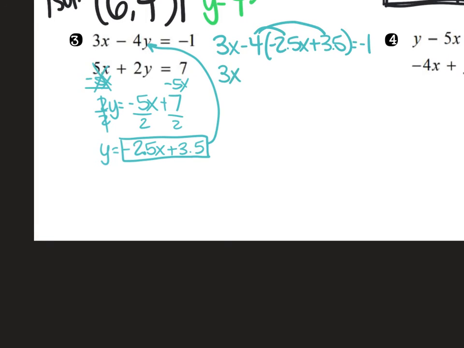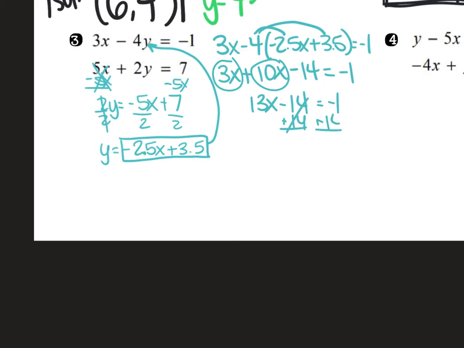So 3x plus negative 4 times negative 2.5. I think of that in quarters, so 4 quarters is like $1. In this case, it's going to be positive 10. Negative 4 times 3.5, different signs gives us negative 14. Okay, I can combine 3x and 10x to give me 13x. I add the 14 to the negative 1, which gives me 13x equals 13. Divide by 13, x equals 1.